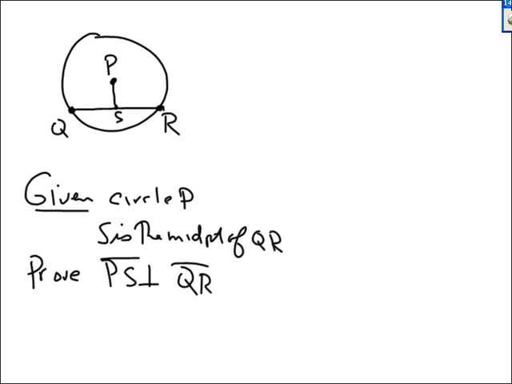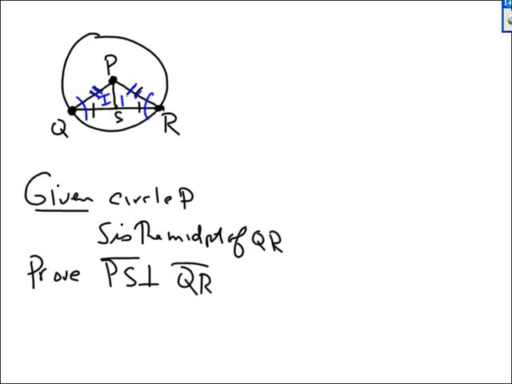So what we know is S is the midpoint of QR. So we know that these two are equal. Well, if I were to draw those two lines, I know that they are equal, because they're both radii. They go from the center of a circle to a point on a circle. Those are both equal. And what that tells me, if I look at the triangle QPR, the whole big triangle, since these two sides are equal to one another, I know that these two angles are equal to one another.